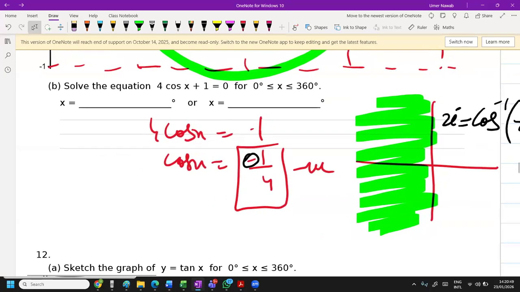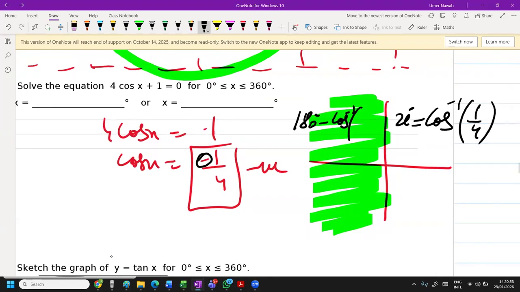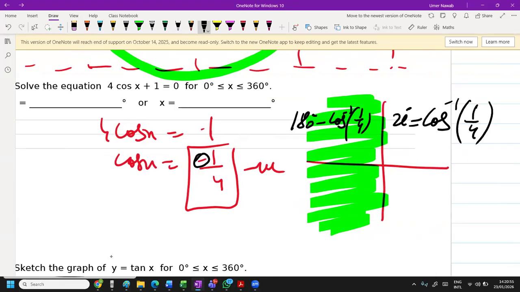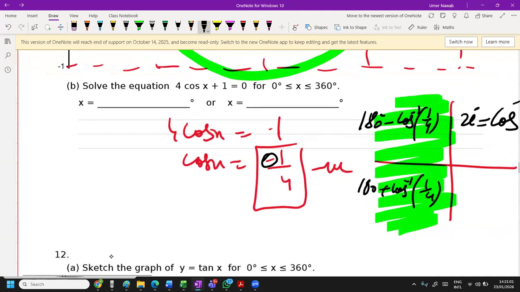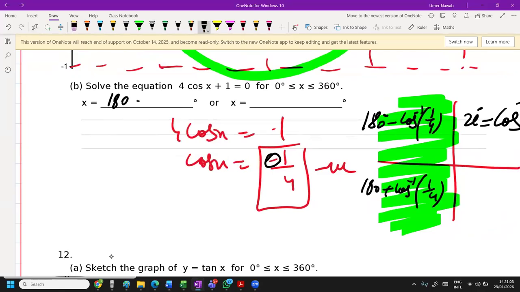The second quadrant is 180 minus shift cosine of 1 over 4. And third quadrant is 180 plus shift cosine of 1 over 4. And then you copy them here. 180 minus shift cosine of 1 over 4. And 180 plus shift cosine of 1 over 4.